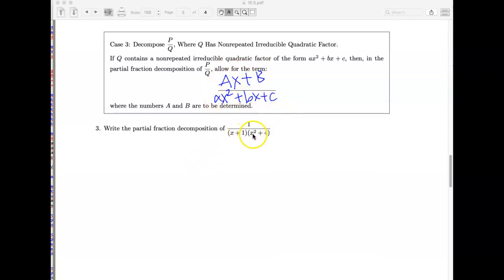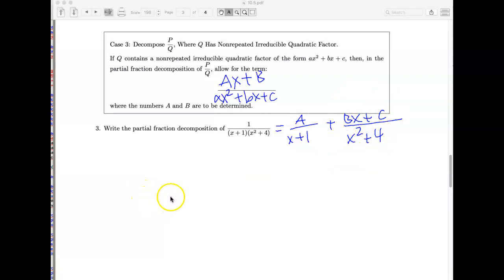Alright, so when we have something like 1 over (x + 1)(x² + 4), the way that we're going to set this up is we see that x + 1 is just a linear factor. So this will be A over (x + 1) plus (Bx + C) divided by our x² + 4, because in this case, that's the quadratic irreducible factor. And it's always going to have that linear form on top when it's a quadratic form in the bottom.